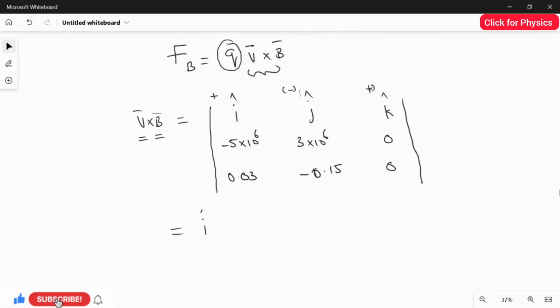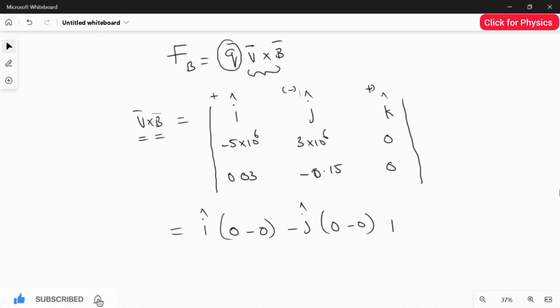I cap takes the value of positive, and I am going to multiply 0 with 3 multiply 10 to the power of 6, 0 minus in this multiplication. So you have to multiply minus 0.15 multiply with 0, again 0, and then j takes the value of negative. So j cap, and now 0 multiply with this value which takes the value of 0. Likewise in this direction 0.03 multiply with 0. So again j cap is 0.